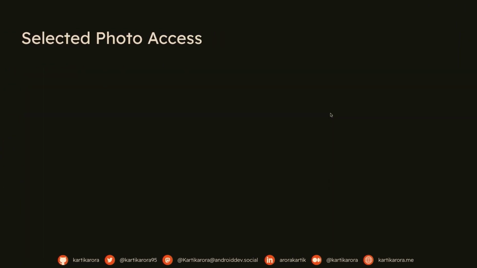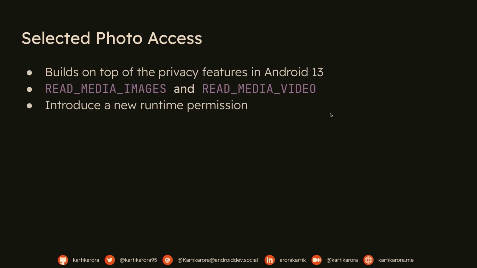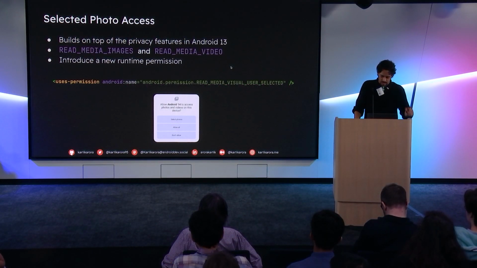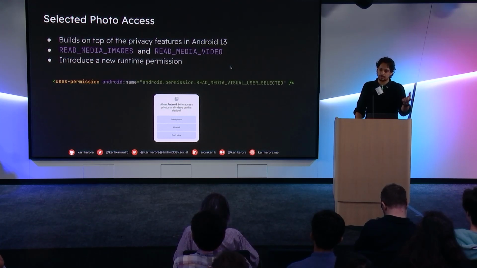Selected Photo Access. You might have seen that in Android 13, they came up with these new permissions: READ_MEDIA_IMAGES and READ_MEDIA_VIDEO. This implementation goes one step above that, and similar to iOS, it gives the user the option to select what media the app actually has access to. It's a new runtime permission called READ_MEDIA_VISUAL_USER_SELECTED. And once you have that implemented, requested and granted, you see a dialog something like this. So it says select photos.